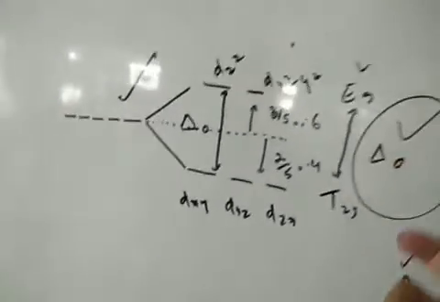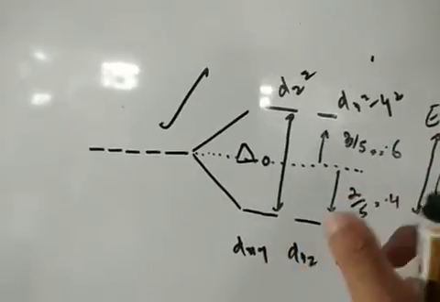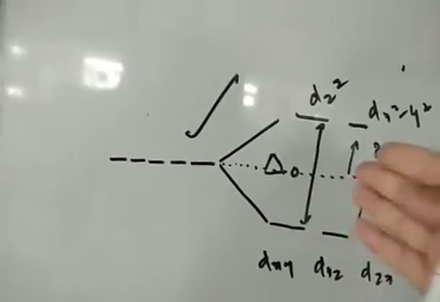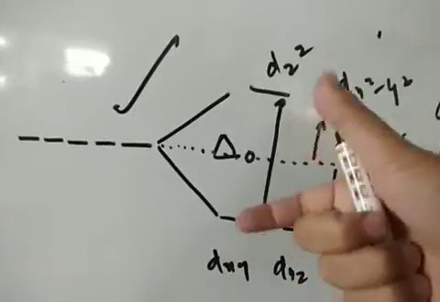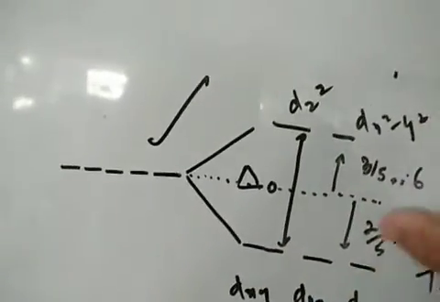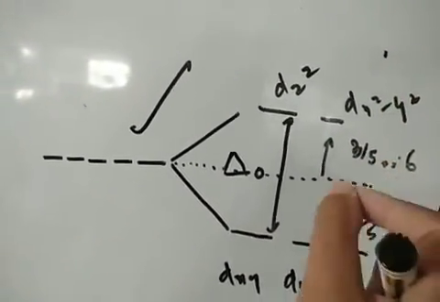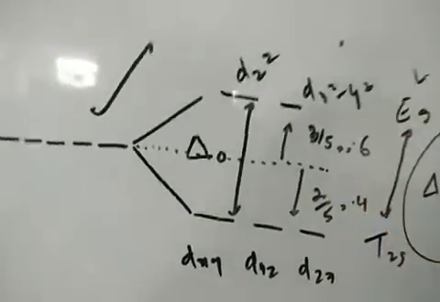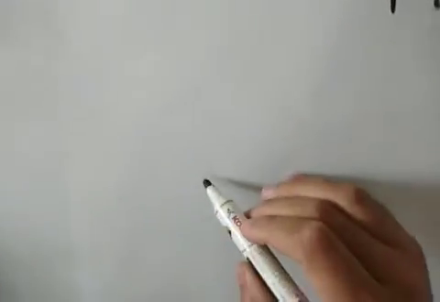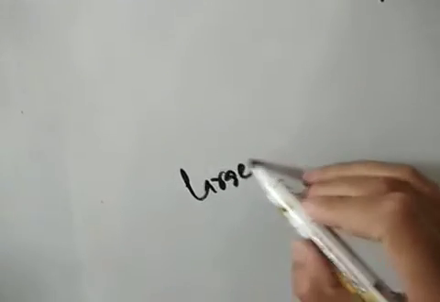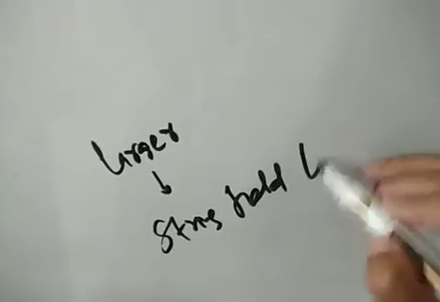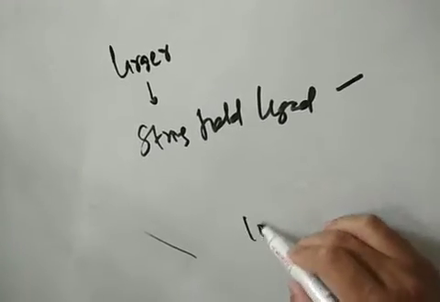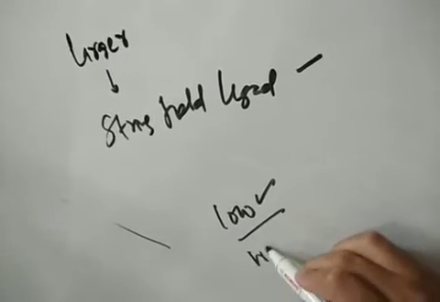Now, the last point: there are ligands which can create more crystal field splitting. So it depends on the nature of the ligand. Whichever type of ligand it is, accordingly the crystal field splitting will vary. Based upon that, there are ligands which can cause larger crystal field splitting, and they are called stronger field ligands. And there are ligands which have a low crystal field splitting effect. They are called weak field ligands.